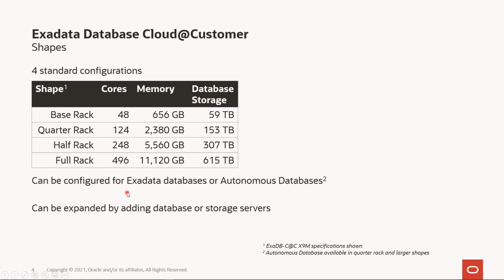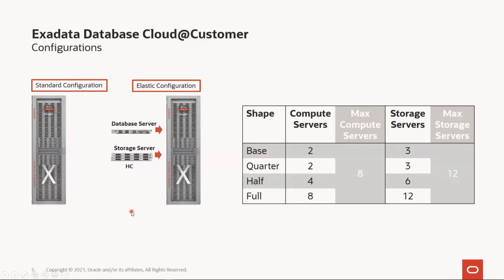And what if a customer requires something in between a half rack and a full rack, maybe a few more cores, but not more storage servers, or the other way around? For that, we have expansion servers. So customers can add individual database or storage servers into a rack. And I'll share with you how that works.